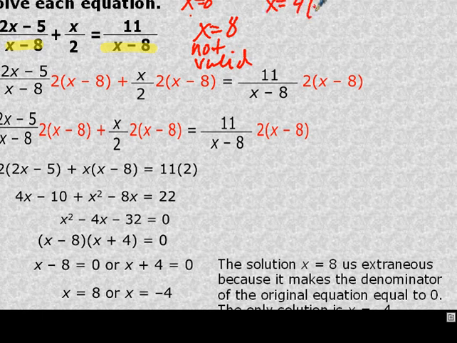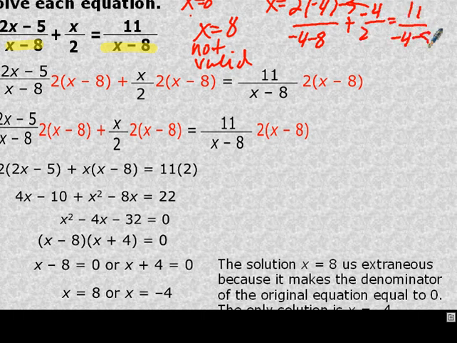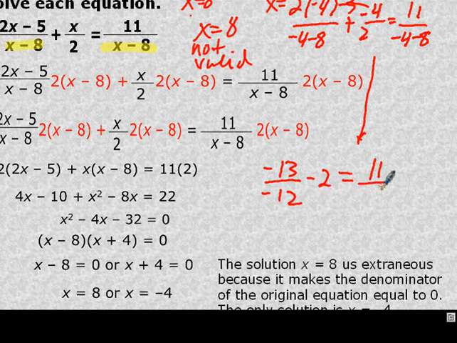We're going to get 2 times negative 4 minus 5 over negative 4 minus 8, plus negative 4 over 2, is equal to 11 over negative 4 minus 8. So what is that? You end up with negative 8 minus 5, negative 13 over negative 12. Negative 4 divided by 2 is minus 2, is equal to 11 over negative 12.